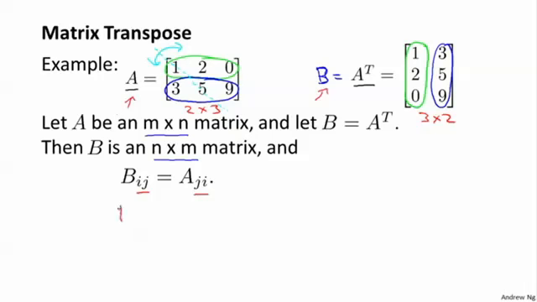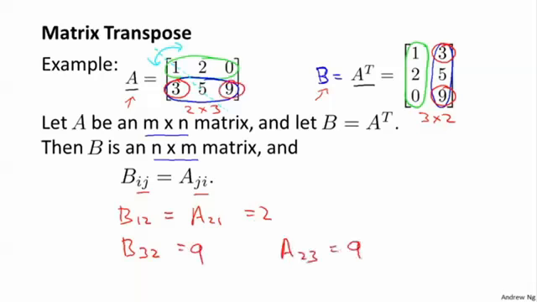So for example, B12 is going to be equal to this element 3, right? First row, second column. And that's equal to A21, second row, first column, which is equal to 3. And as another example, B32 is this element 9, and that's equal to A23, which is this element up here, 9. And so that wraps up the definition of what it means to take the transpose of a matrix.